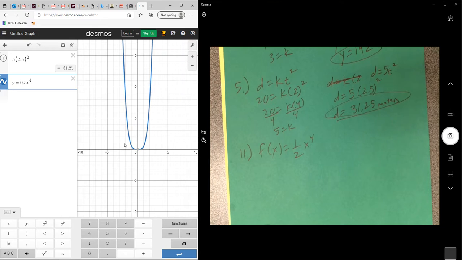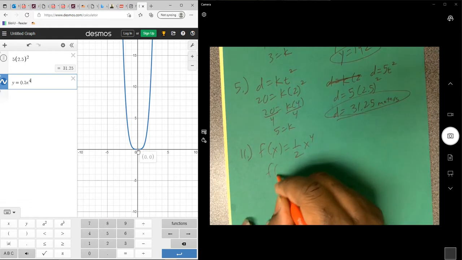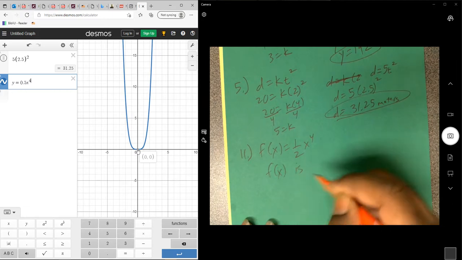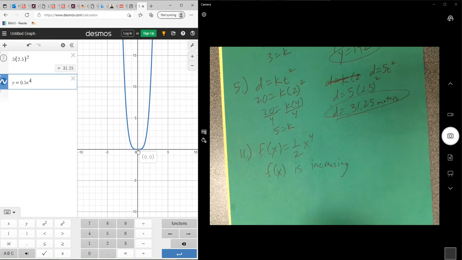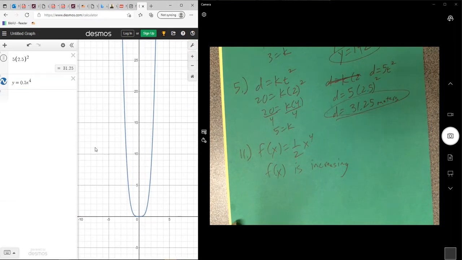Okay, so now we have our graph here. Now they want the interval over which this graph is increasing. So basically, if we look at this, f of x is increasing. Now we look at our x values. When we say it's increasing, that means it's going up as far as y is concerned. So remember, we read graphs from left to right.